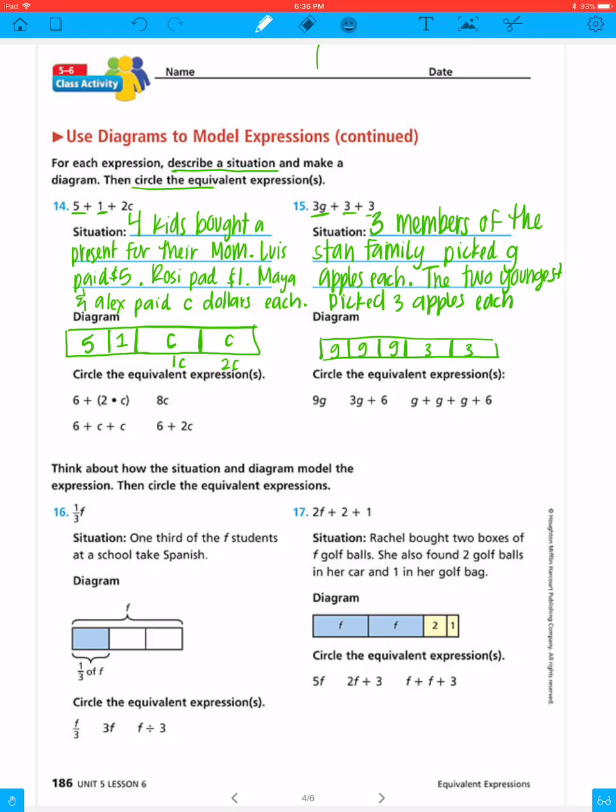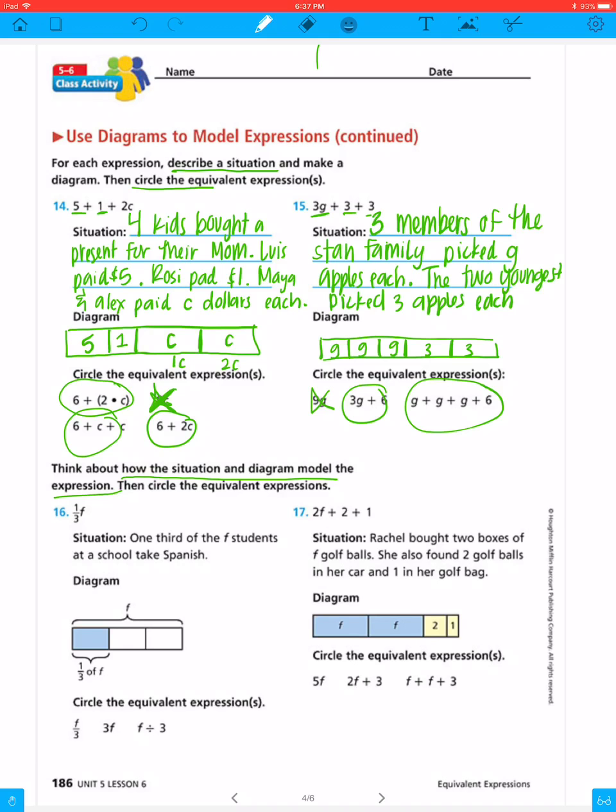So for number 14, we have some equivalent expressions. If I did 6 plus 2C, well, I mean, I like that. 8C would not be equivalent. That's a big no-no. Now for number 15, 9G is definitely not happening. I remember I can't just say, well, 3 plus 3 is 6, plus 3G is 9G. That's not what that means.